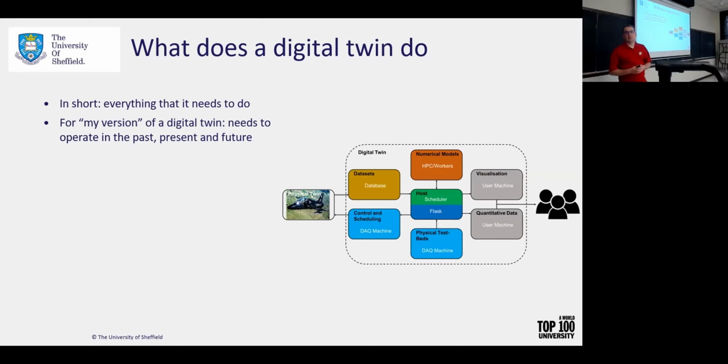And so in my vision of a digital twin, which has been a combination of a bunch of different industries, a bunch of different disciplines, the main thing that I feel a digital twin needs to do is operate in the past, the present, and the future.